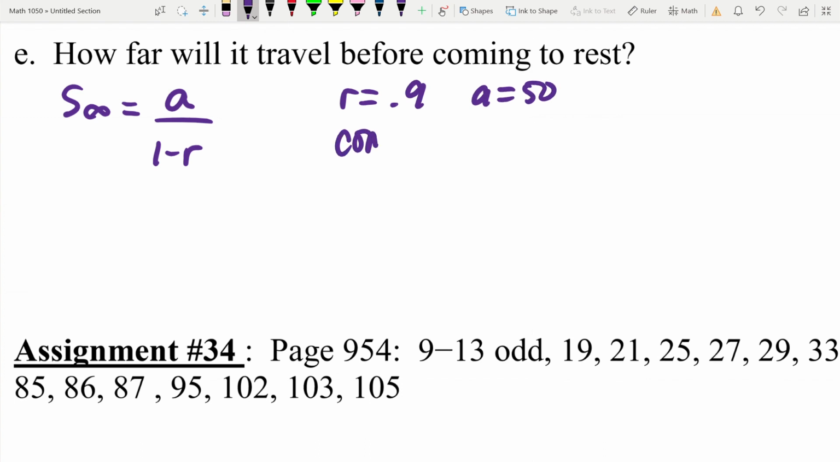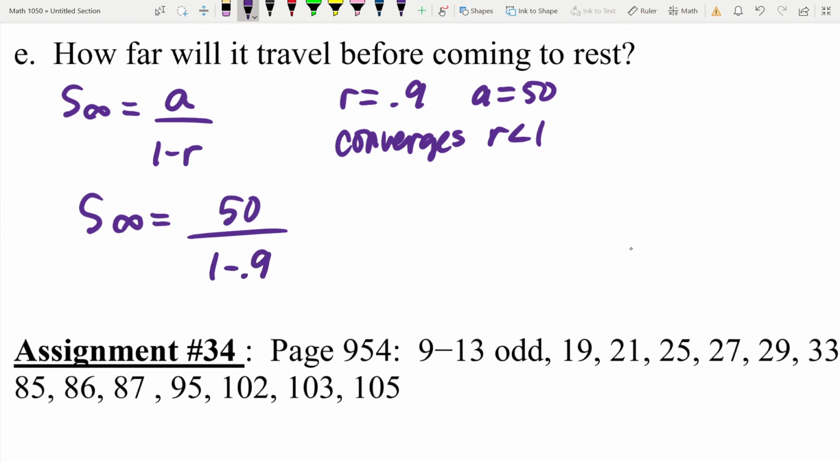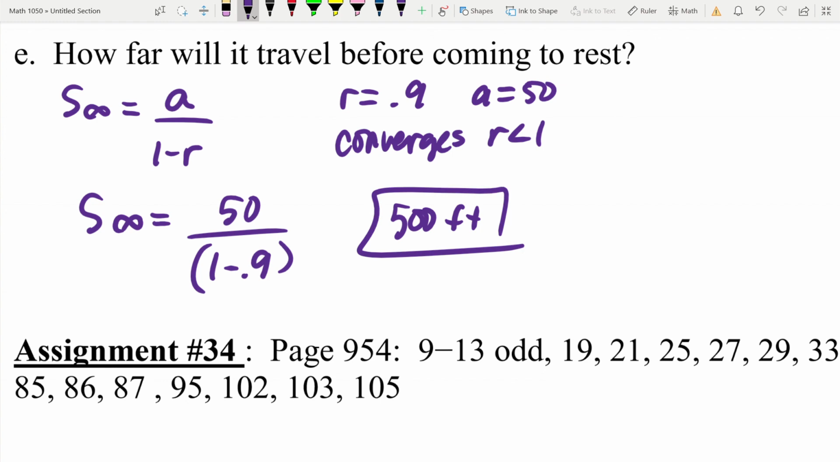I know it converges because my ratio is less than 1. So the sum of the infinite series is a, which is 50, over 1 minus 0.9. Put parentheses around the bottom. Go 50 divided by parentheses, 1 minus 0.9, close it off, hit enter, and the answer is 500 feet. And I'm done. You guys okay?